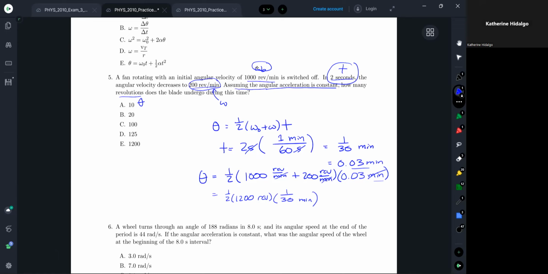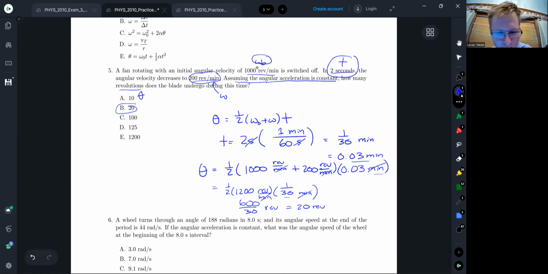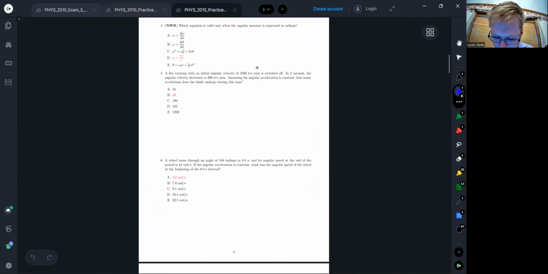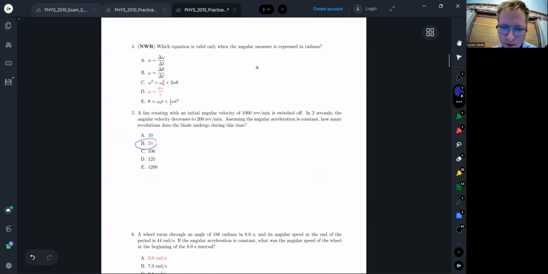Yes. Okay, yeah, so it is 20. The math checks out exactly if we keep it as 1/30th, because then that's 600 over 30. That's revolutions per minute. So 600 over 30 revolutions, which is 20 revolutions. Okay, and if we check over here, yep, looks good to me.